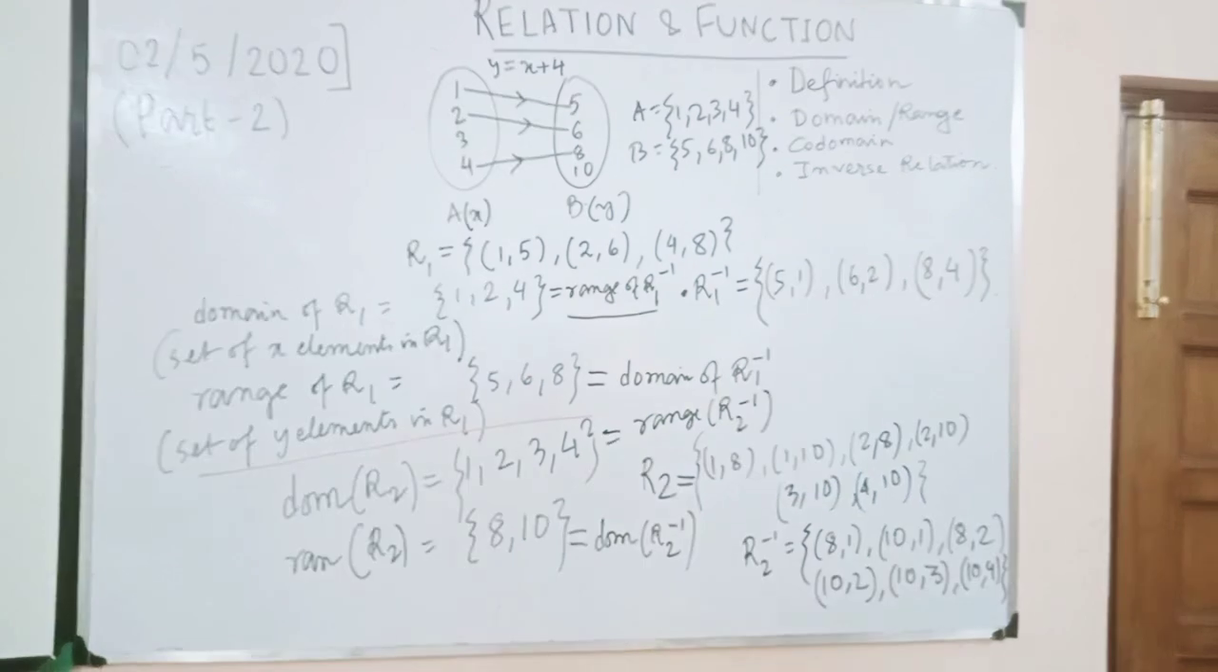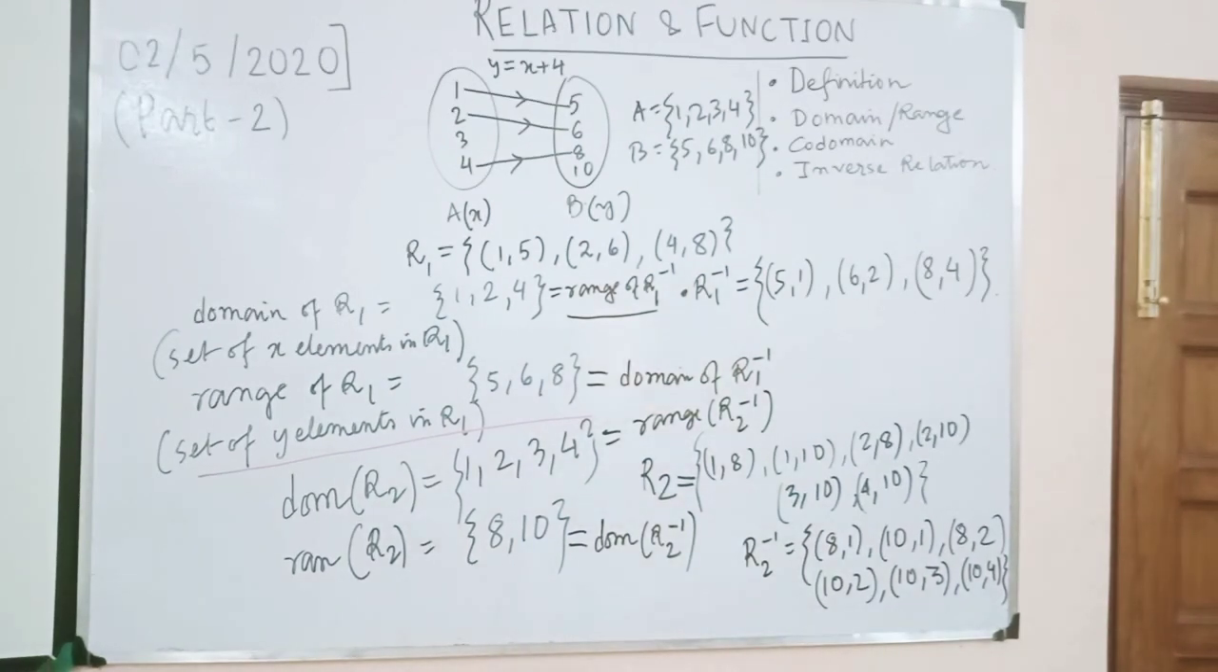So this is the inverse relationship. Inverse relation is the same relation you get just by swapping the individual ordered pairs. Okay, next part we will see functions and we will do sums on this also.